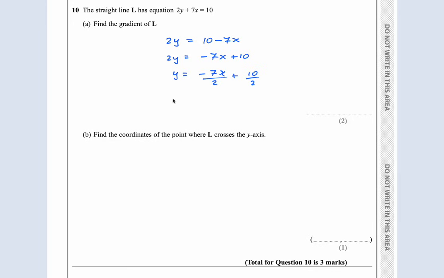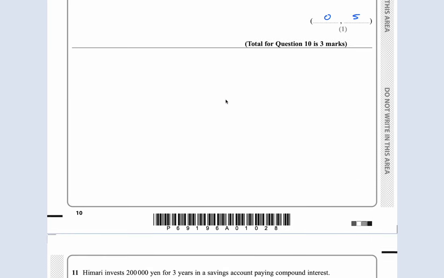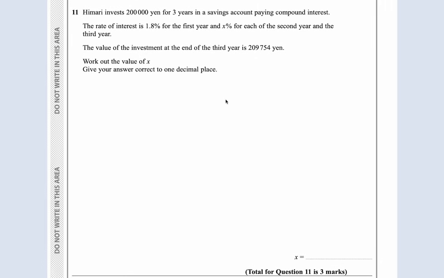But that gives me the m now. So this equation is minus 7 over 2 x, that's mx, plus 5. So the gradient of L is minus 7 over 2. Then it says the coordinates of the point where it crosses the y-axis. Well, 5 is the y-intercept, but you have to put 0, 5, because the x-coordinate is always 0 on the y-axis.